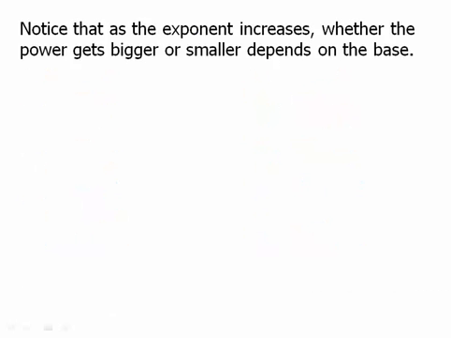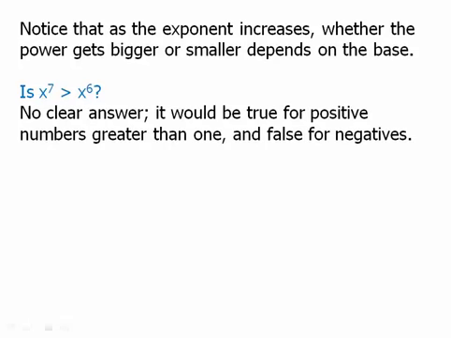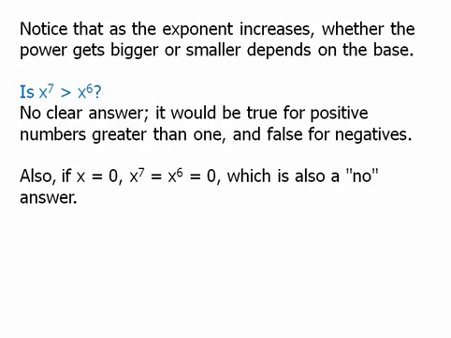Notice that as the exponent increases, whether the power gets bigger or smaller depends on the base. So if we ask the question, is x to the 7th greater than x to the 6th? Well, there's no clear answer. It would be true for positive numbers greater than 1 and false for negatives. Also, if x equals 0, x to the 7th would equal x to the 6th, which would be 0. And that's also a no answer. X to the 7th would not be greater than x to the 6th if it's equal to x to the 6th.